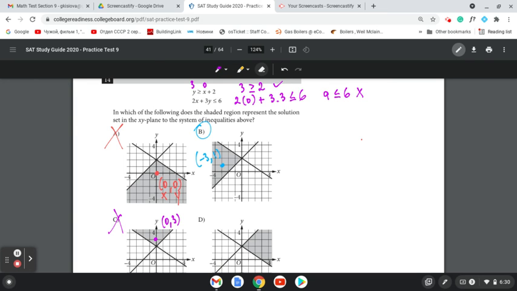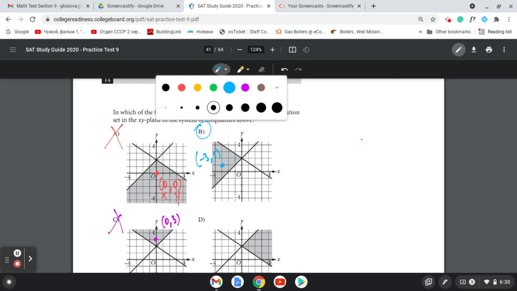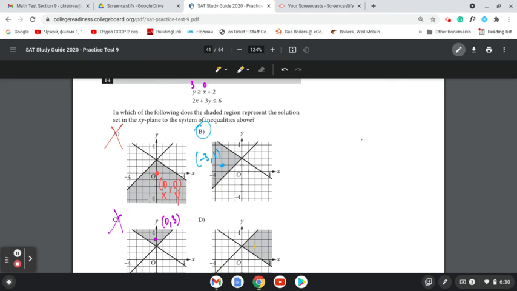From D, again, I'm going to proceed with the same logical steps. I'm going to pick a point from D and try it out. That point has coordinates 2, 2. So when x is 2, y is 2, and let's see if they work. I have 2 is greater than or equal to 4 from the first inequality. It does not work, and B stays the answer.